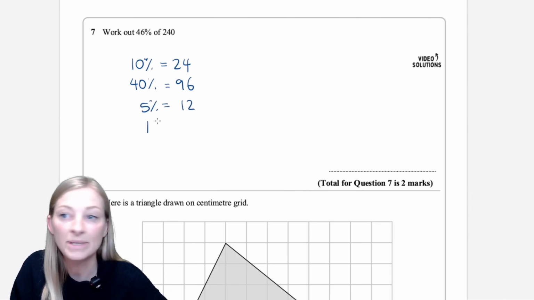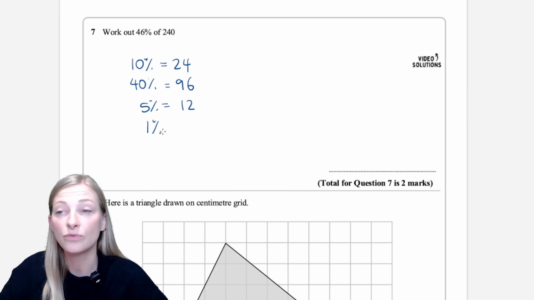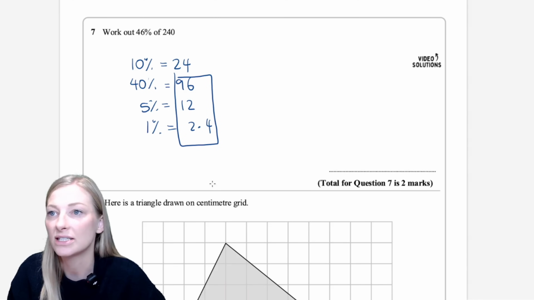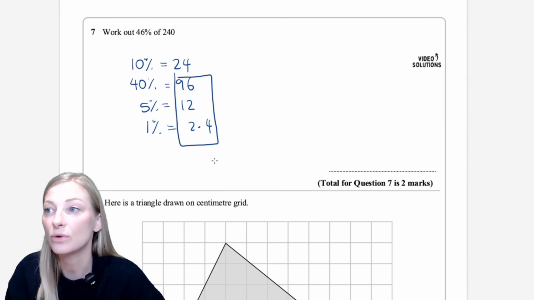And then 1% you would get by taking 240 and dividing it by 100. So that would be 2.4. And you could then add those things together to get your answer. And we'll do that in just a second. However, you do now have your calculator.